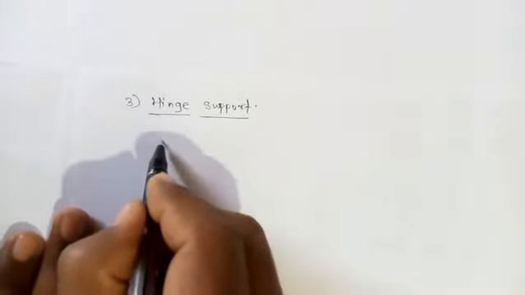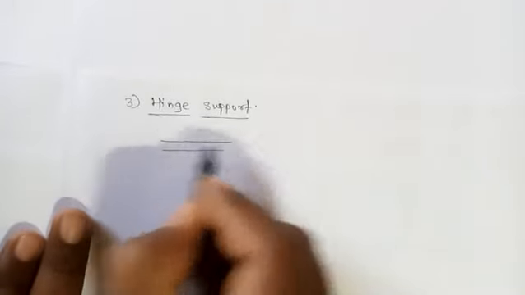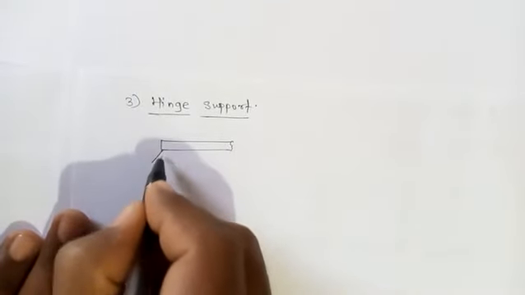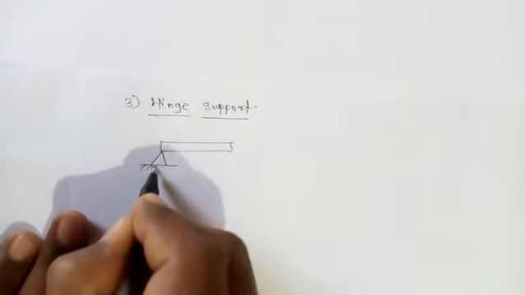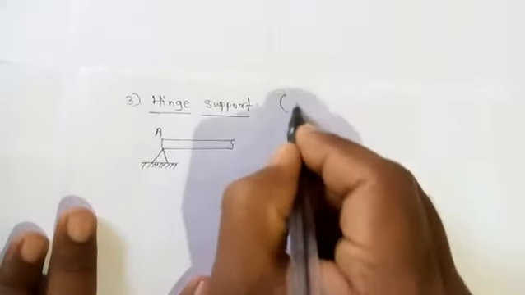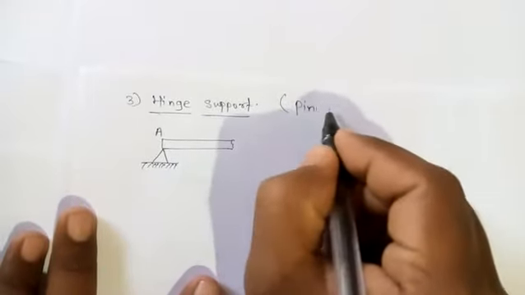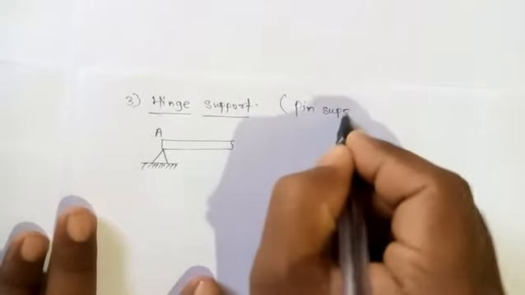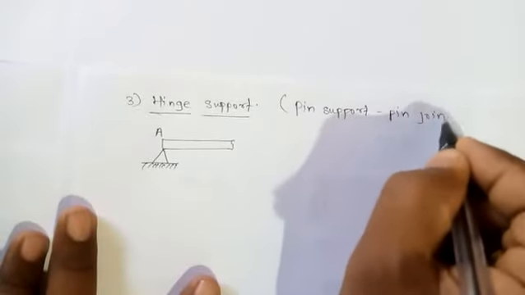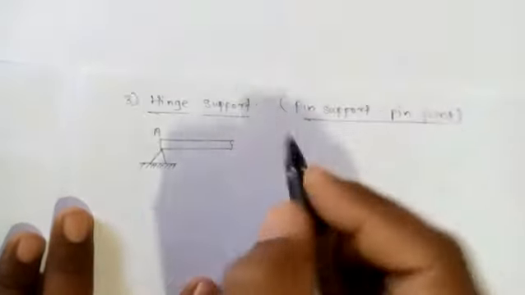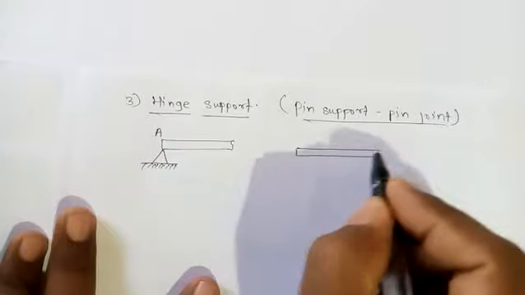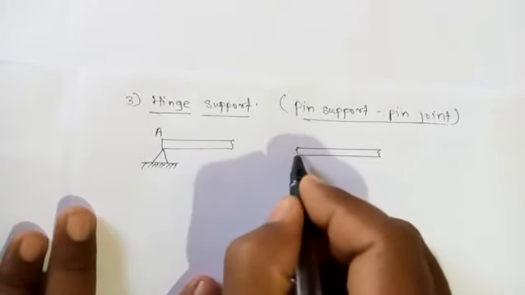Door cannot move up or down, move towards left or right, but it can rotate about the hinge only. So that hinge support is shown in this way. This is the symbol for hinge support. This is beam which is hinged at point A. So this is called hinge support at point A, or it is similar to pin support, or it is also called pin joint. Pin joint is also like the hinge, and the symbol for that pin joint is like this. This is one object that is to be pin jointed.